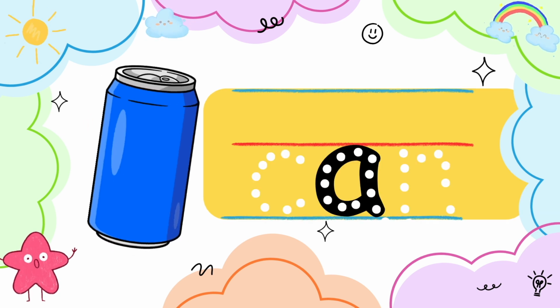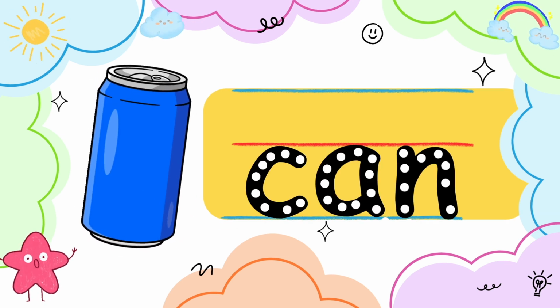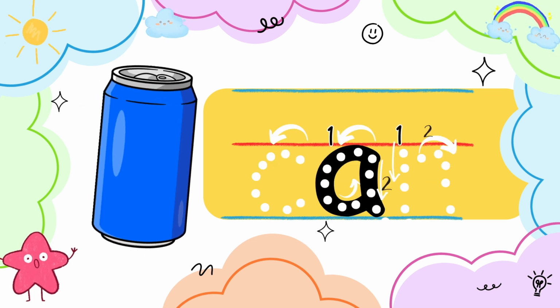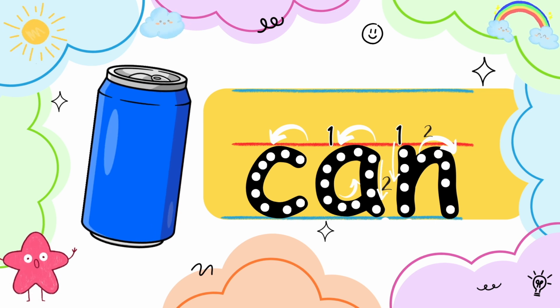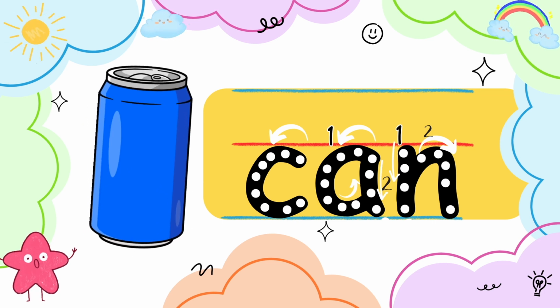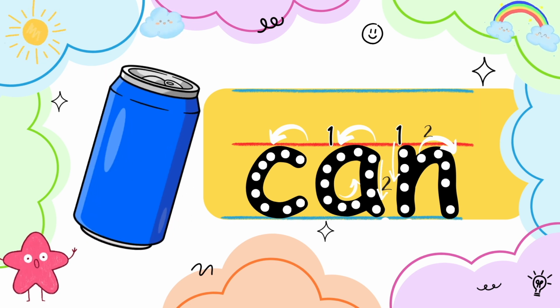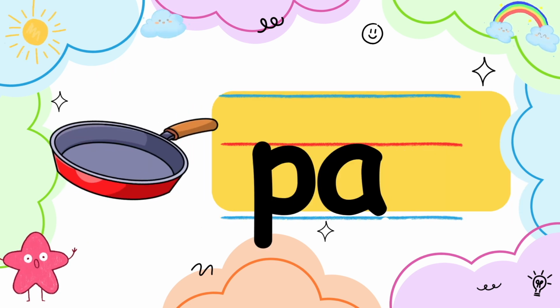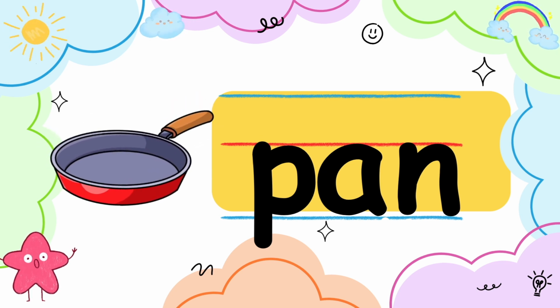Very good. Let's trace the word can. We will follow the arrows. Letter C, letter A, letter N, and you are right. Wonderful. Pan, pan. Your turn.